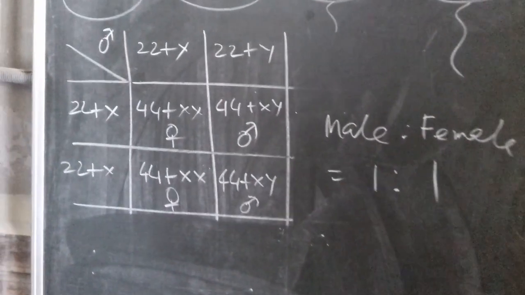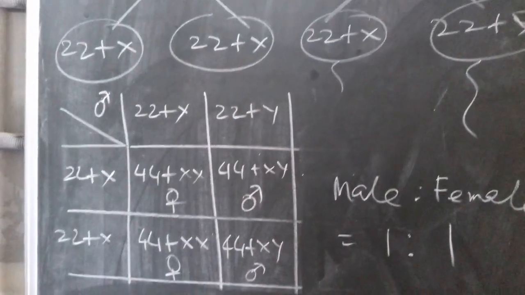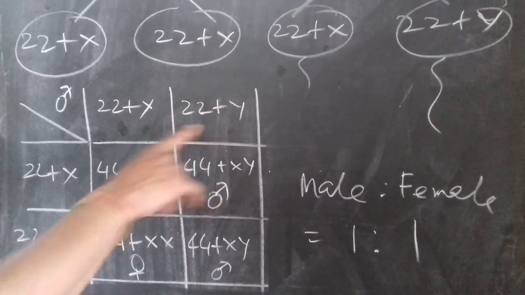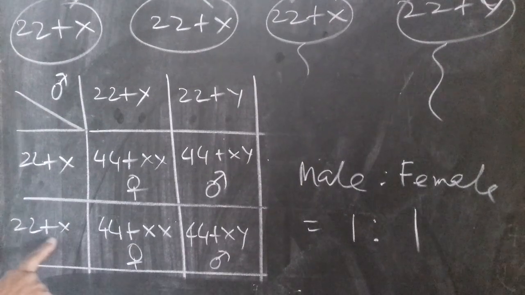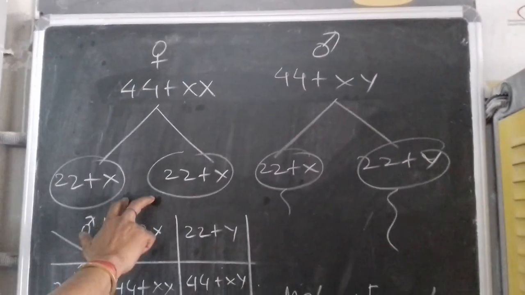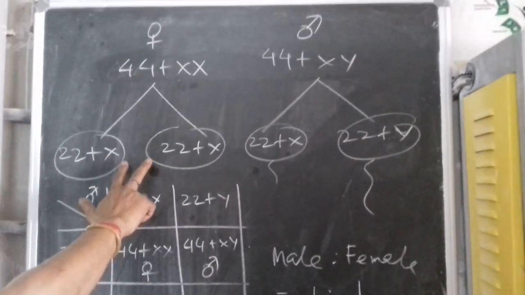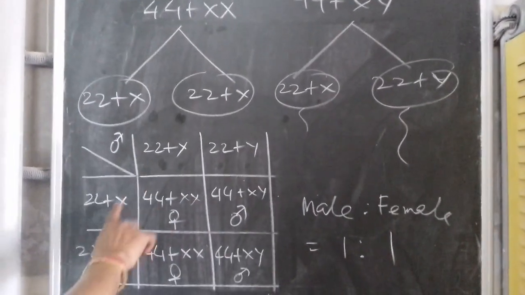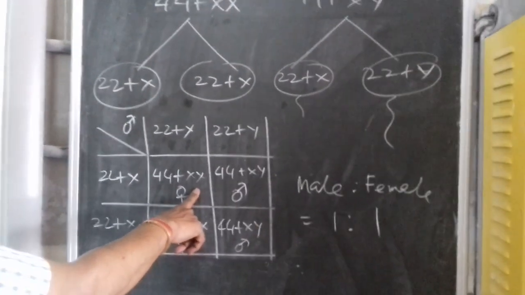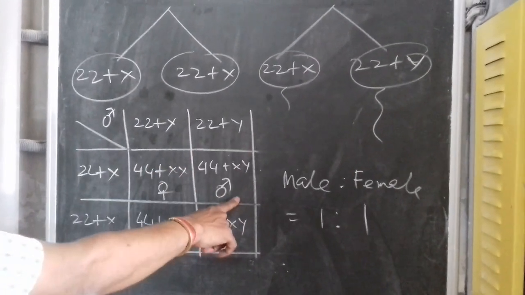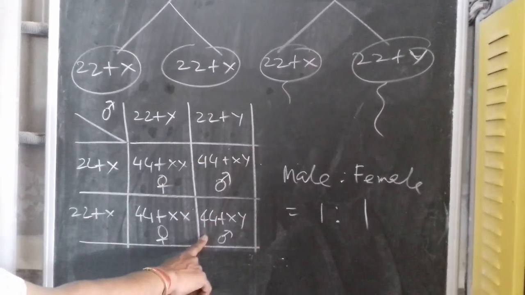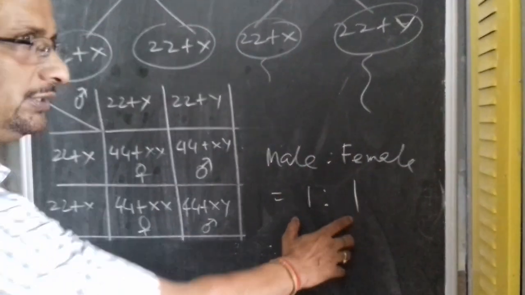Now, when fertilization takes place between the sperm and ovum, what are the possibilities? From sperm, we see 22 plus X and 22 plus Y. In the ovum, we have 22 plus X and 22 plus X, because both will be of the same type. Now, when fertilization takes place and these two unite: 44 plus XX, this will be a female; 44 plus XY, a male; 44 plus XX, female; 44 plus XY, male. So the ratio of maleness to femaleness is always 1:1.